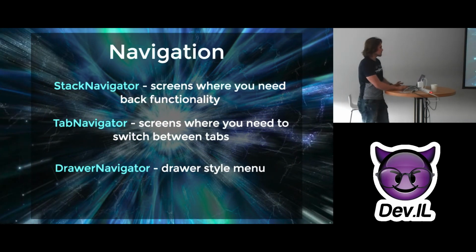In React Native navigation, I have three navigators: Stack Navigator, Tab Navigator, and Drawer Navigator. Stack basically means if you want to go back and forth, like you have a back button with a header, use Stack Navigator. If you want to switch between the tabs, even if you don't display tabs, but switching without back functionality, that's Tab Navigator. And Drawer is the menu coming from the side.